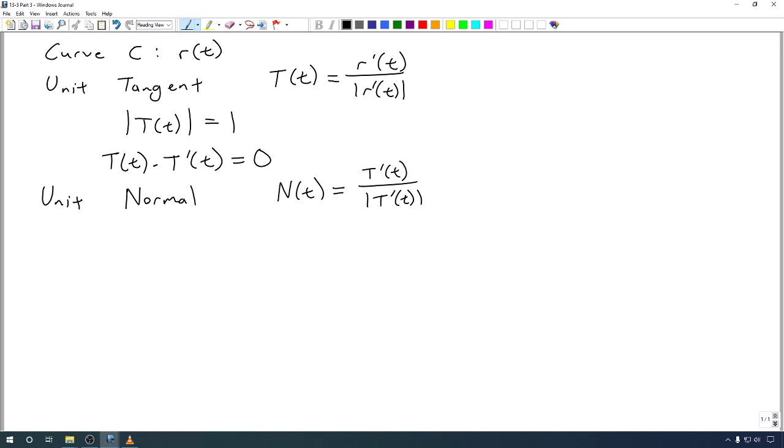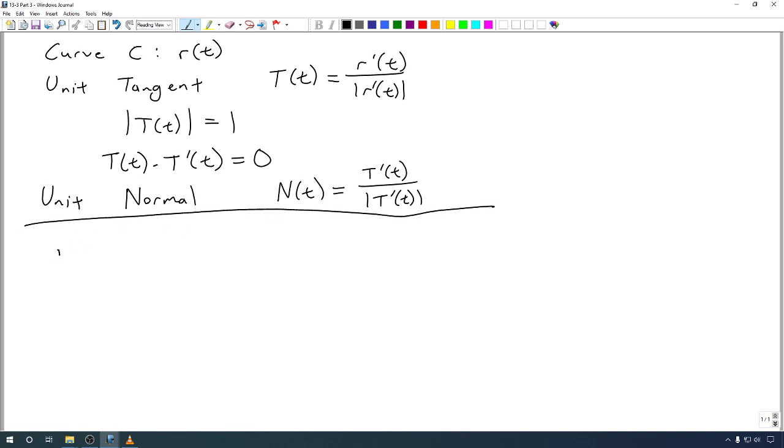Now, this is actually a particular normal vector. There are multiple unit normal vectors to a given curve, and by doing this, we've actually picked out the most important normal vector to that curve. But to see why that is, let's actually look at an example.